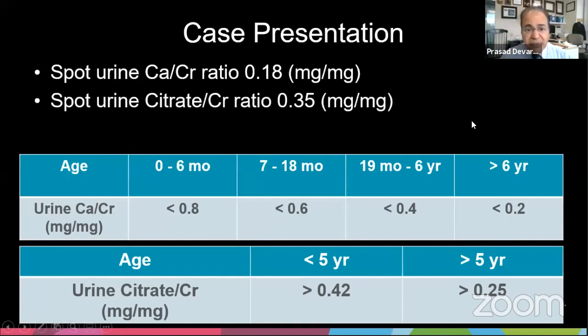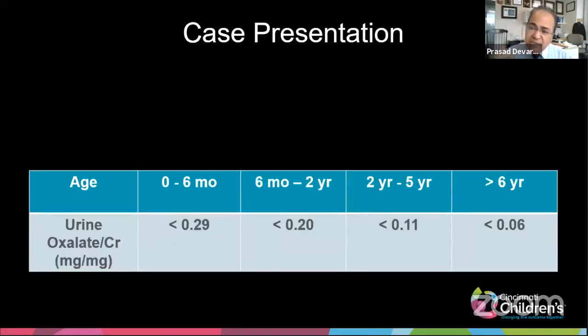And his spot urine citrate to creatinine ratio was also very normal. So the two commonest causes of calcium oxalate crystals came back negative in this patient on a spot urine. So then we move to the next step, which is to check the oxalate level in the urine.